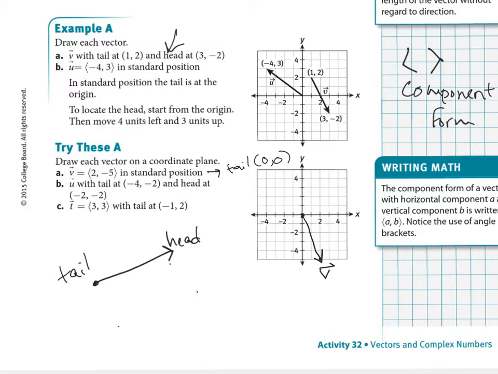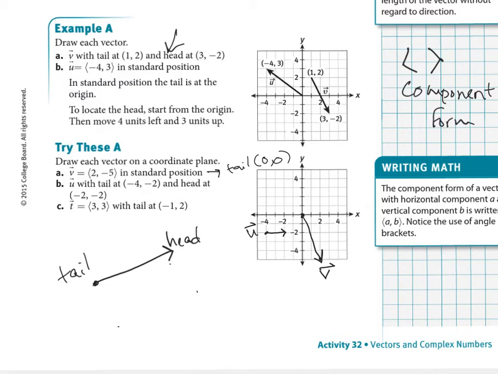Now, for part B, those are the endpoints. Those are the actual coordinates. So you got to pay attention to the way the brackets are written. And when you write them yourself, you also have to make sure that you're very clear in your communication. So if we have the tail at negative 4, negative 2, and we have the head at negative 2, negative 2, it's going to go this way. So it's just that little guy. And this is, of course, vector U.